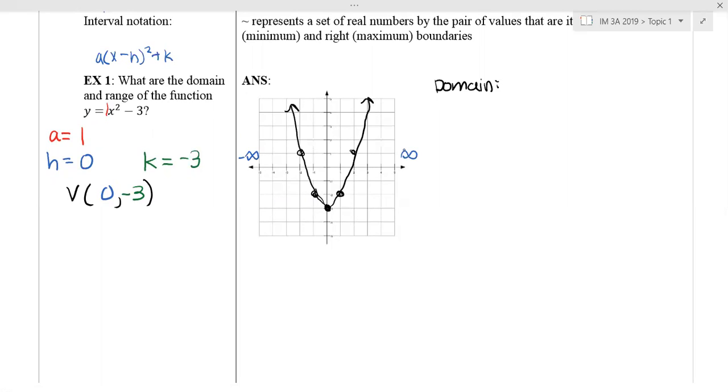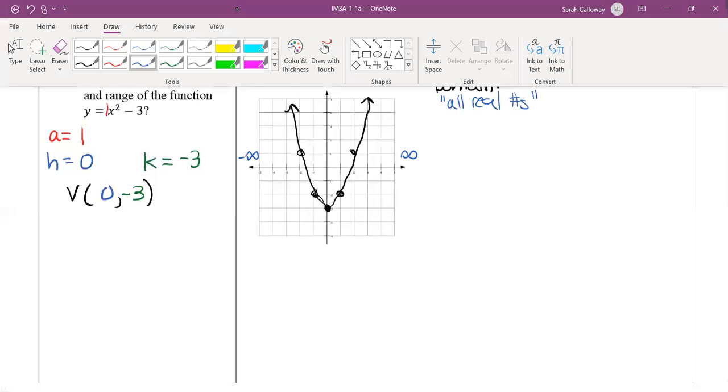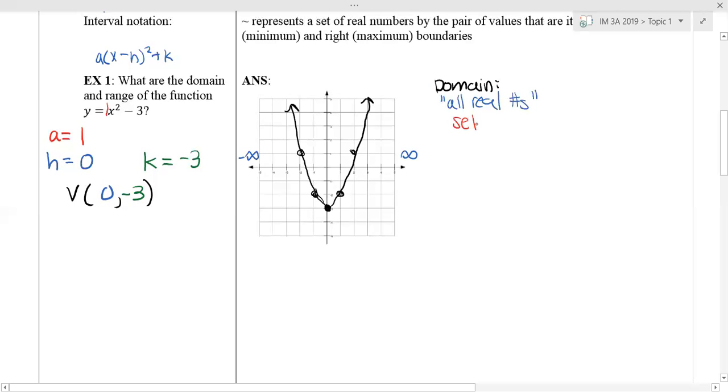And so what that means is that all the values that I can think of work in this function, so I don't have anything undefined. That means that the domain of this function is all real numbers, which I can write in 2 different ways. If I want to write this as a set, the way that I'm going to write this is the set of all x such that x is a real number.